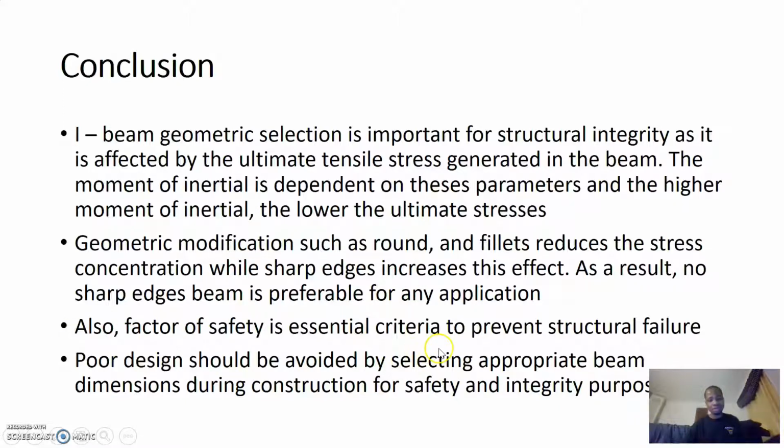Factor of safety is very important as well, to prevent structural failure. And poor design should also be avoided, in order to have appropriate dimensions and other things like that.